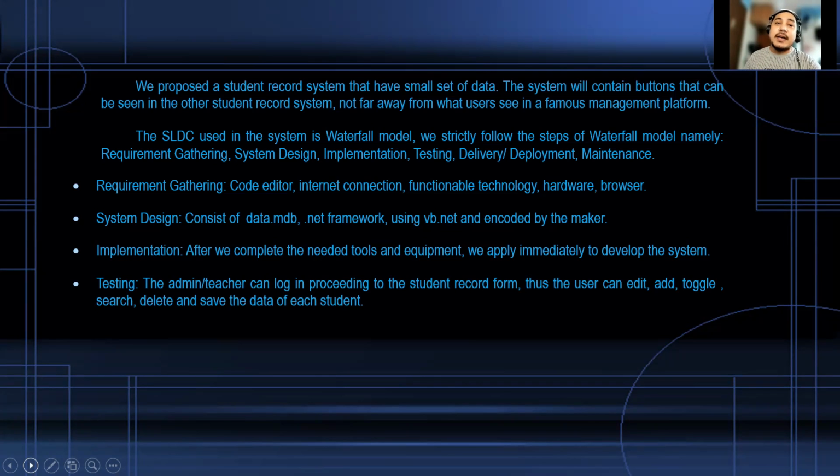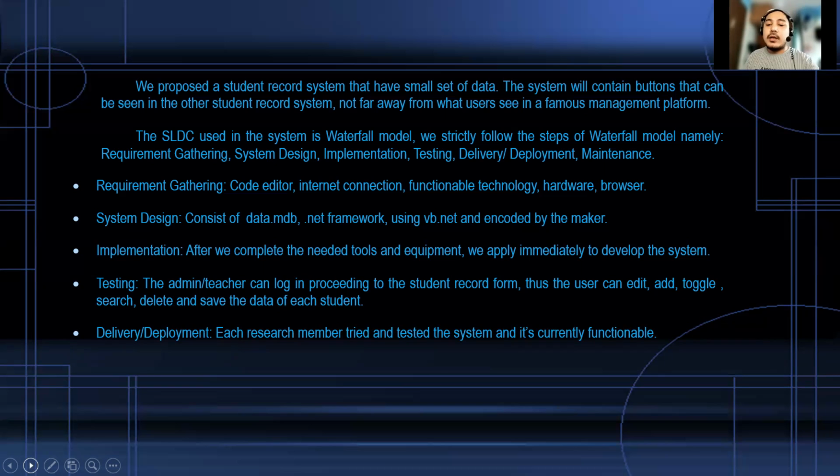The admin or the teacher can log in, proceeding to the student record form. Thus, the user can edit, add, toggle, search, delete, and save the data of each student. Deployment of system: making the product live on the production environment after all functional and non-functional testing is completed. Each research member tried and tested the system and it is currently functional.